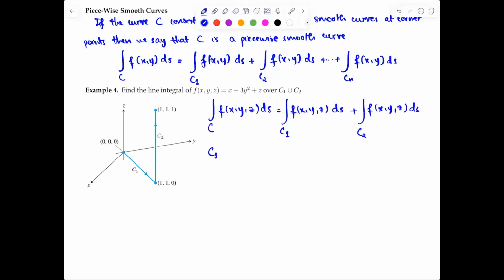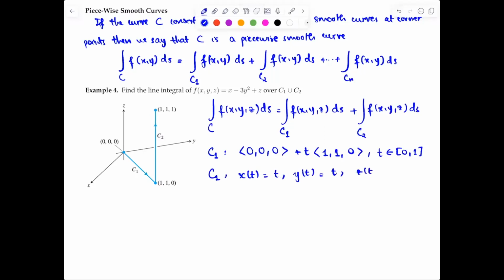So C1, okay, starting from 0, 0, 0, plus t multiplied with the direction vector, which in this case is 1, 1, 0, for t between 0 and 1. Now for path C1, x of t is equal to t, y of t is equal to t, and z of t is equal to 0.